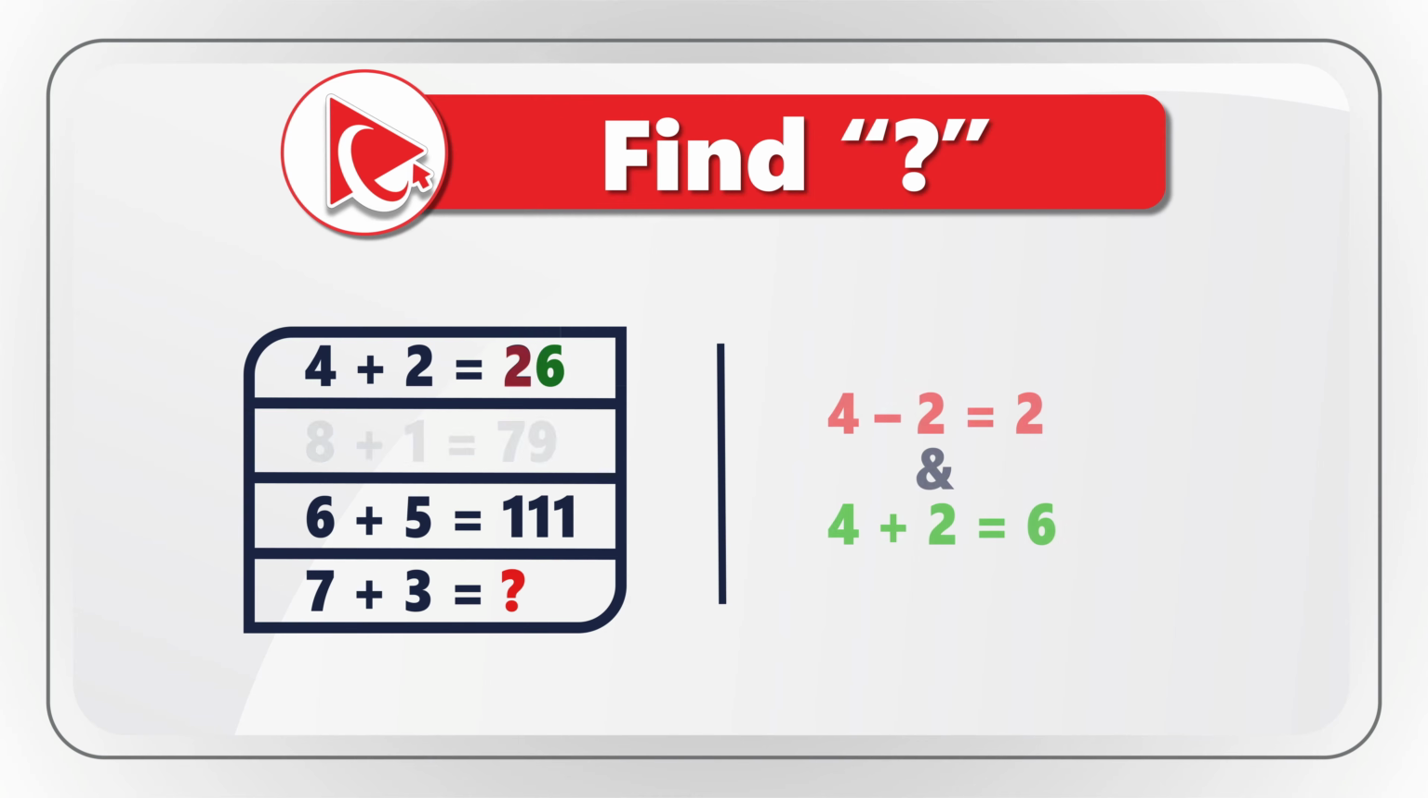Now let's look at the second expression. The second expression's result is calculated as 8 minus 1 equals 7, and then 8 plus 1 equals 9.